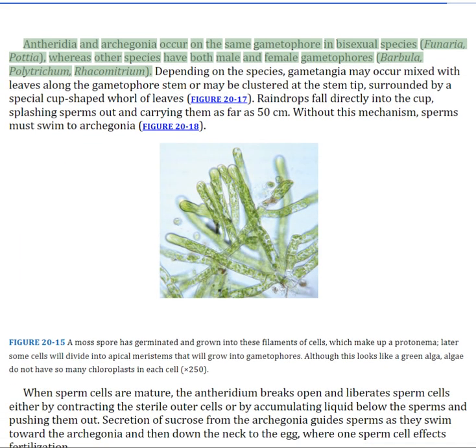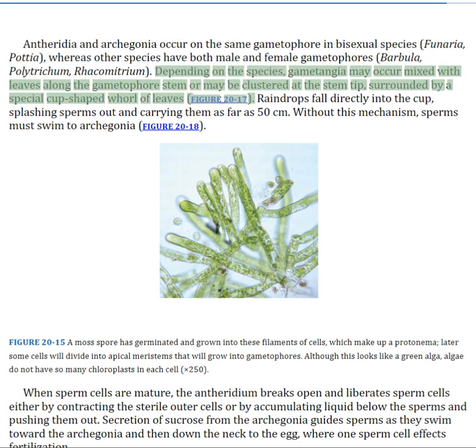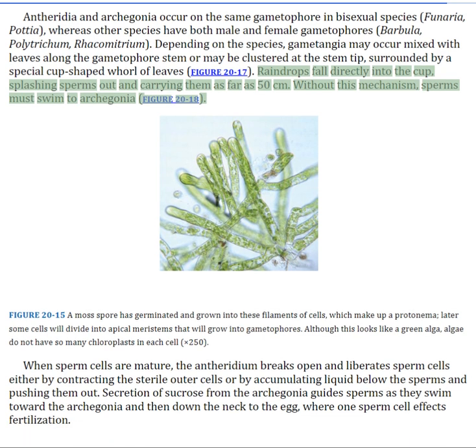Antheridia and archegonia occur on the same gametophore in bisexual species, whereas other species have both male and female gametophores. Depending on the species, gametangia may occur mixed with leaves along the gametophore stem or may be clustered at the stem tip, surrounded by a special cup-shaped whorl of leaves. Raindrops fall directly into the cup, splashing sperms out and carrying them as far as 50 centimeters. Without this mechanism, sperms must swim to archegonia.